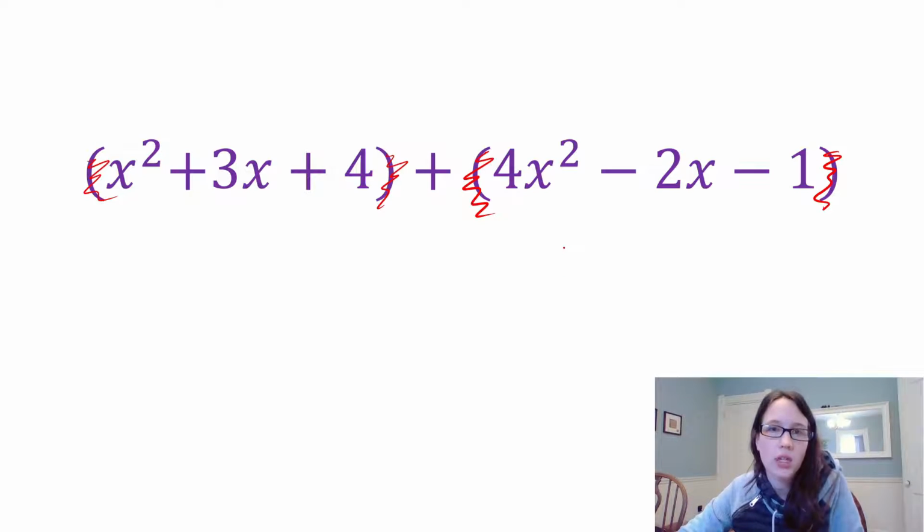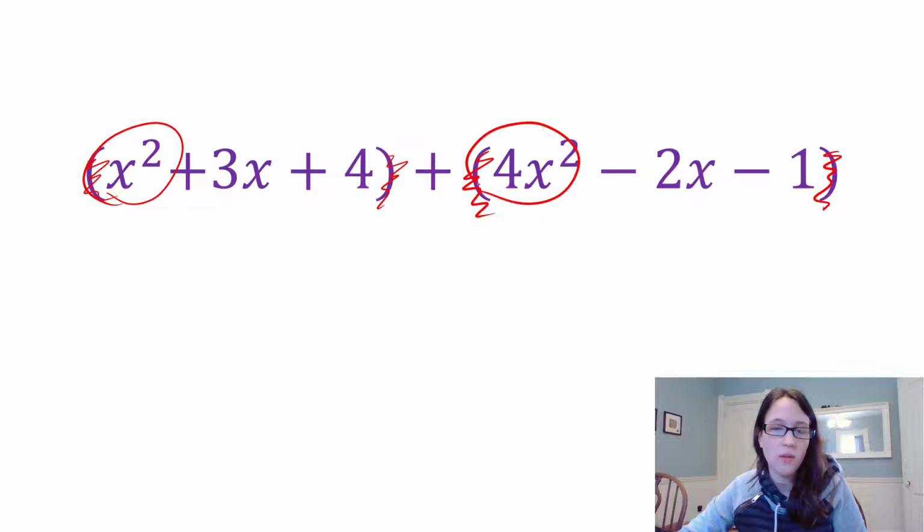And I always like to go from biggest exponent to smallest because then our answer is in standard form and it makes it a little bit easier to keep track of everything. So I'm going to start with this x squared, and I see that goes with this 4x squared. I'm adding it. So x squared plus 4x squared is 5x squared. All right, those ones are done. I'm going to cross them out so I don't get confused.